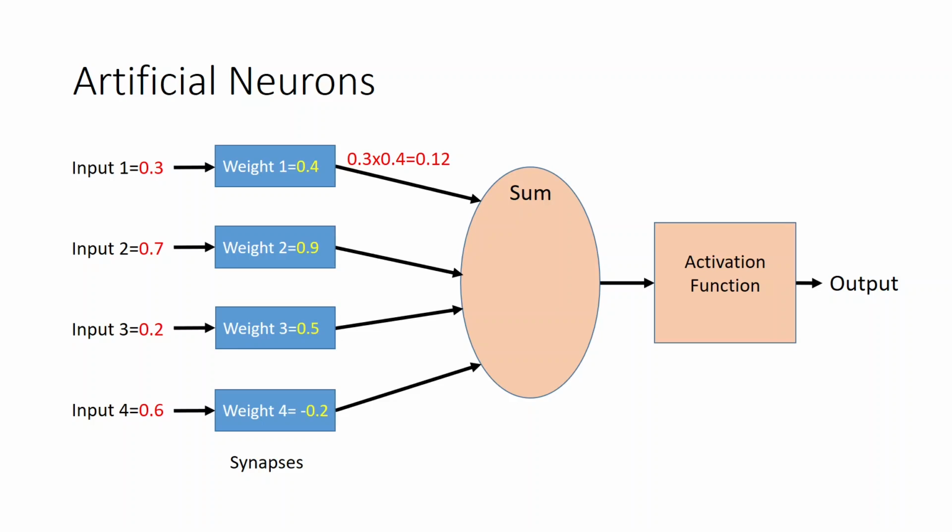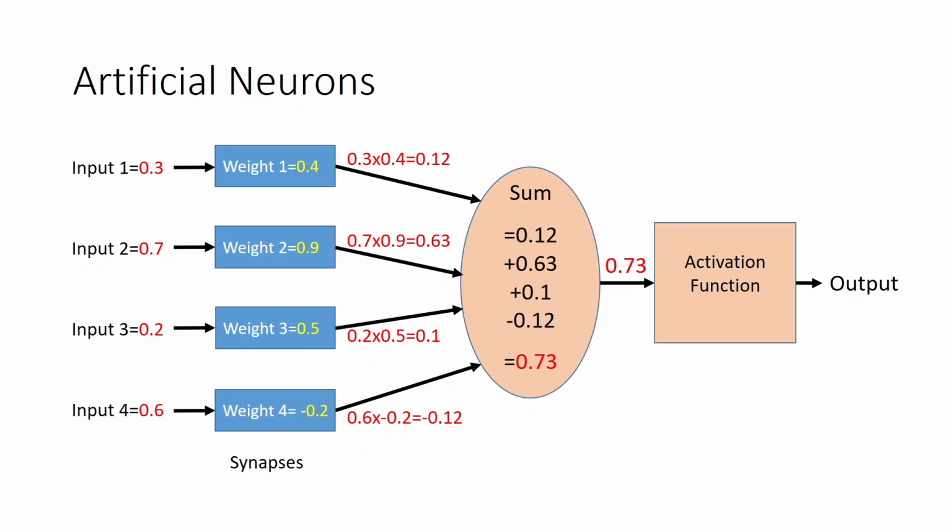So you can see here that input 1 is multiplied by weight 1 as 0.3 multiplied by 0.4. This produces a value of 0.12 that will go to the neuron's summing part. Input 2 is multiplied by weight 2, 0.7 times 0.9, which gives us 0.63. Input 3 is multiplied by weight 3, which gives us 0.1. Input 4 is multiplied by weight 4, which gives us negative 0.12.